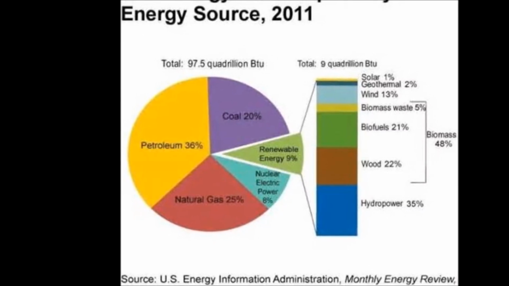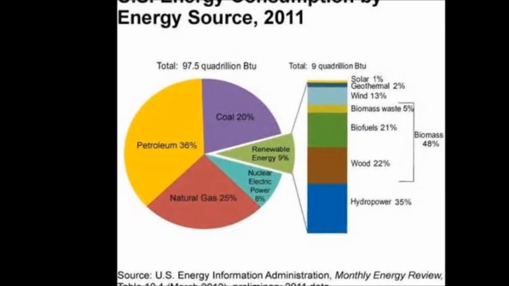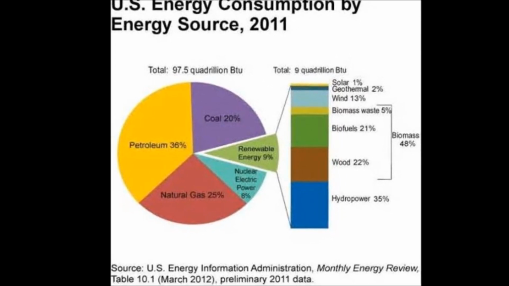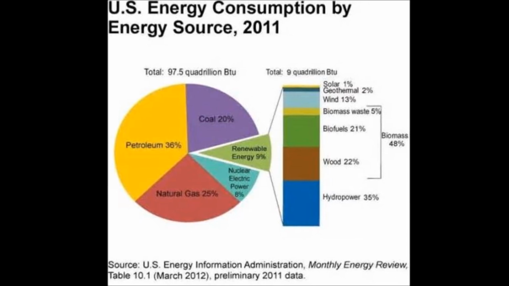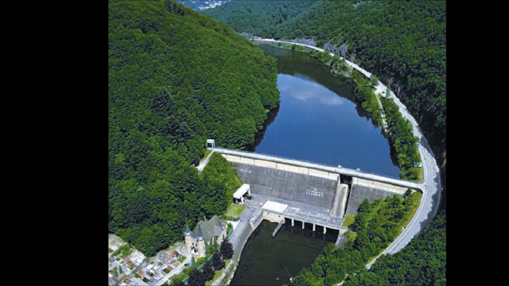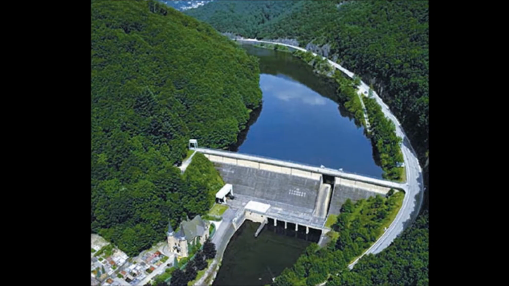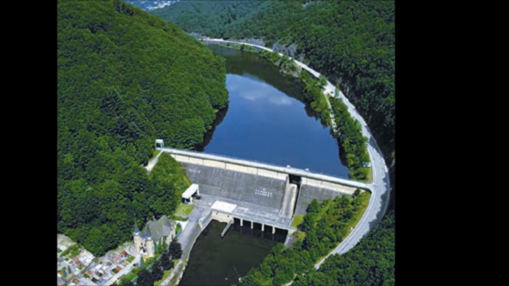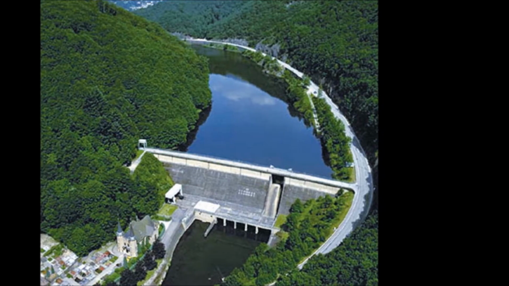In 2011, the United States primarily used petroleum oil as an energy source. Renewable sources accounted for only 9% of the total energy generated. The most common form of renewable energy is hydropower. This is when water, moving to a lower elevation, is used to turn a turbine and generate electricity.